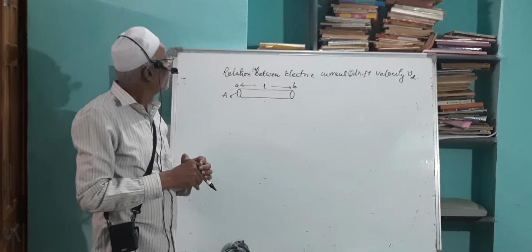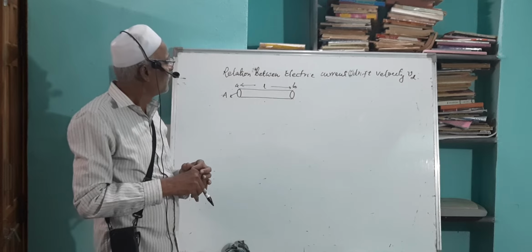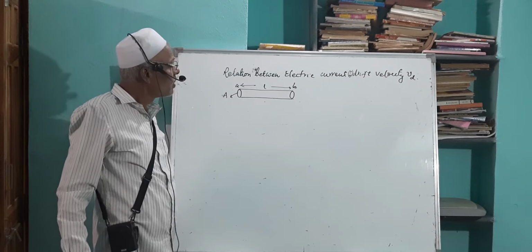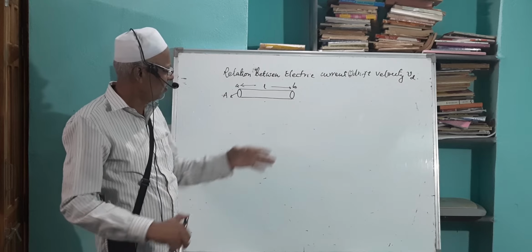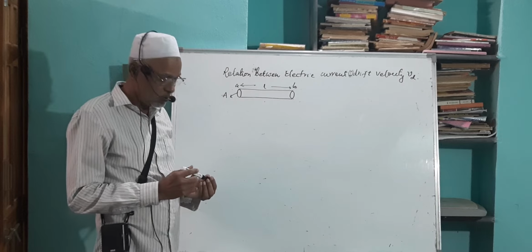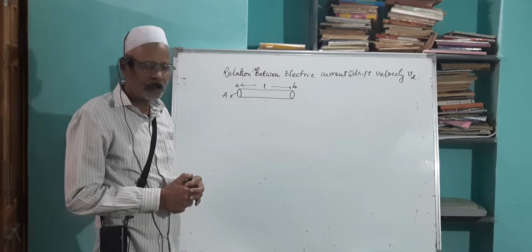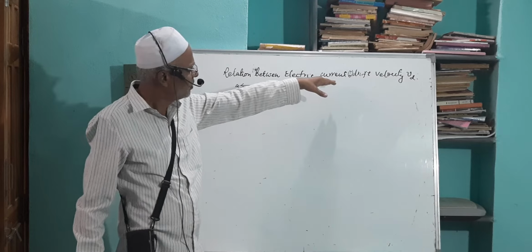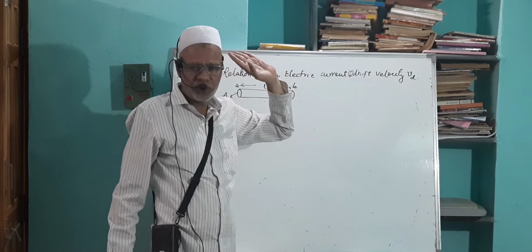Today I would like to discuss the relation between electric current and drift velocity. We are already familiar with what electric current is. Electric current is nothing but the rate of flow of electric charge. Similarly, we have to know what drift velocity is.